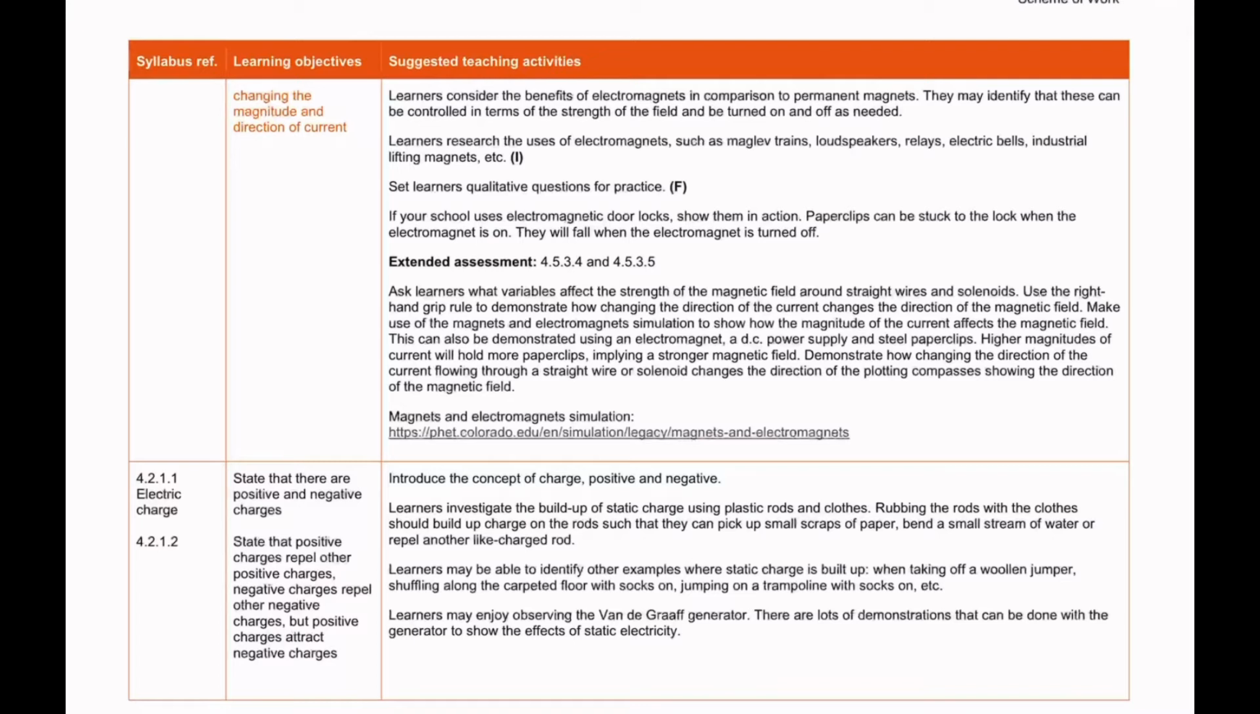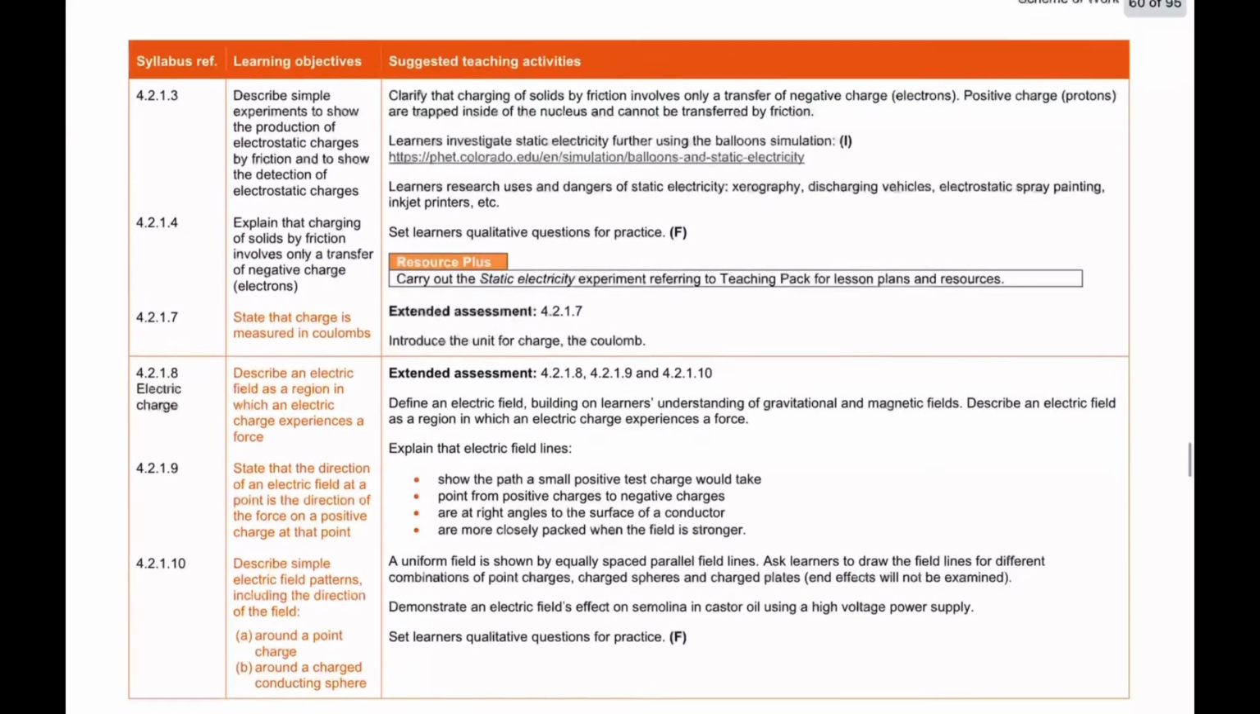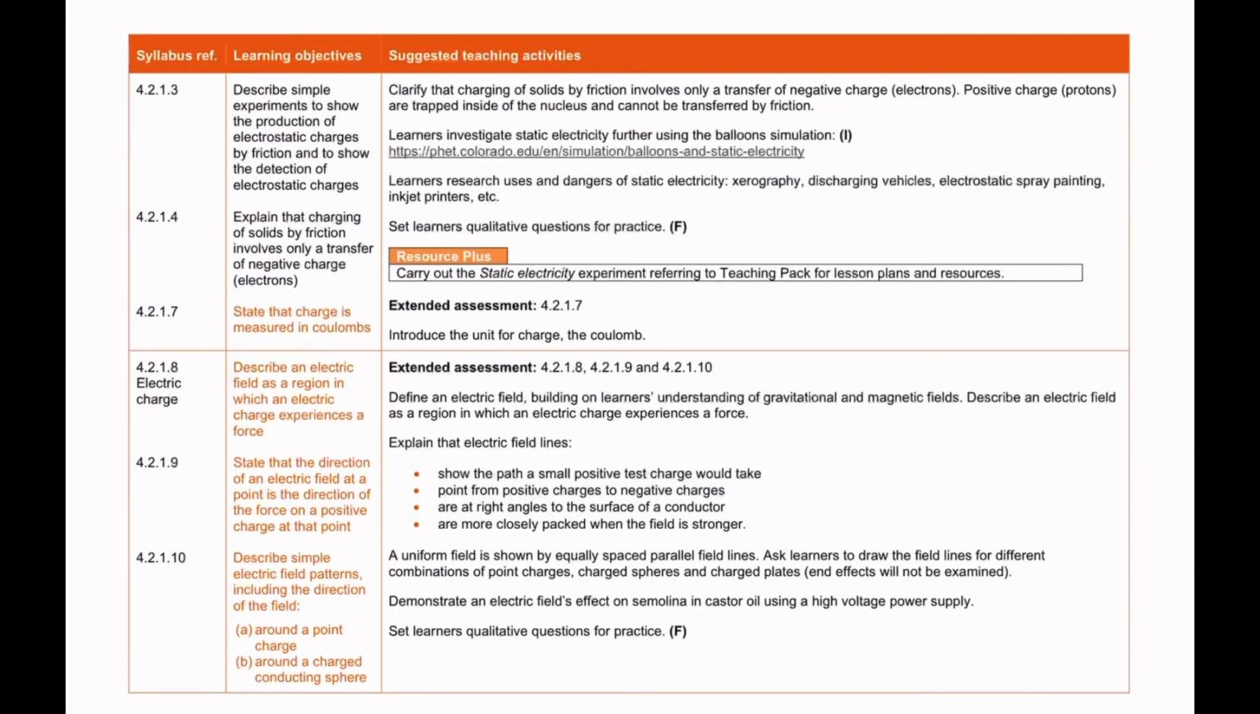Key concept 4.2.1.1 Electric charge. Learning objectives. State that there are positive and negative charges. State that positive charges repel other positive charges and negative charges repel other negative charges, but positive charges attract negative charges. Describe simple experiments to show the production of electrostatic charges by friction and to show the detection of electrostatic charges. Explain that charging of solids by friction involves only a transfer of negative charges, which are electrons. State that charge is measured in coulombs.